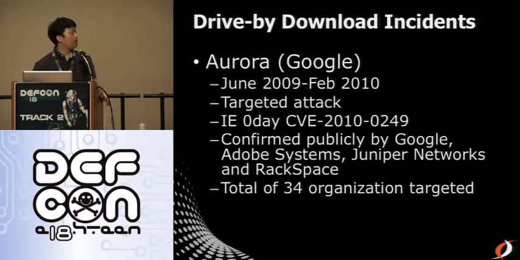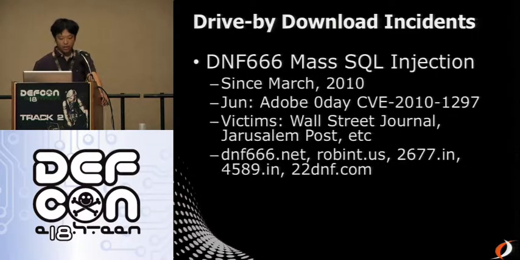Recent incidents include the Aurora incident, which began sometime in June last year until February of this year, when Google reported and the news went to the media. It was a targeted attack. It used the IE 0-day and was confirmed publicly by Google, Adobe, Juniper Networks, and Rackspace, and a total of 34 organizations were targeted, according to coverage on media.